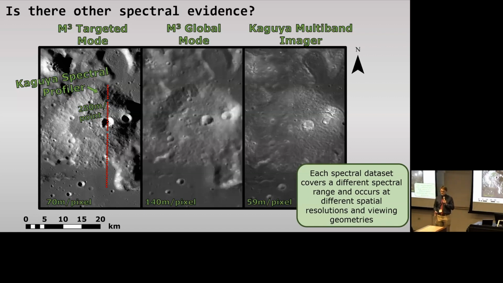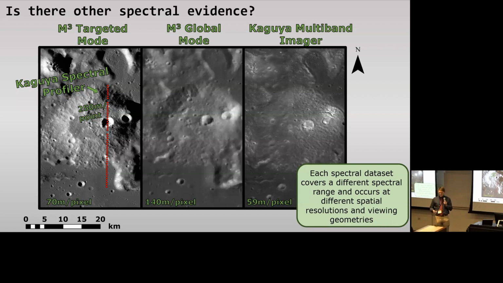Okay, great. But the story does not end there, because as good scientists, we went out and gathered more data. And lucky for us, alongside the M-cubed targeted mode pass, there's also 2 passes of M-cubed in global mode, which is just a binned version of the targeted data. And we also have several passes from the Kaguya multiband imager and the Kaguya spectral profiler. And the thing I'll say about these data sets is that besides being from slightly different spectral ranges and slightly different spectral resolutions, they are also taken at different spatial resolutions and at different viewing geometries.